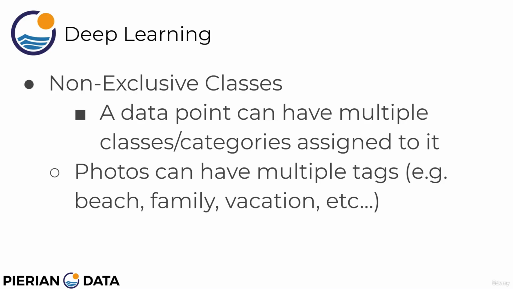So first off, for things like non-exclusive classes. Again, that's where a data point can have multiple classes or categories assigned to it. So for example, let's imagine your data happens to be a photo. A photo can have multiple tags. It can be tagged beach, family, vacation, etc. So it can have multiple classes or categories assigned to a single photo.